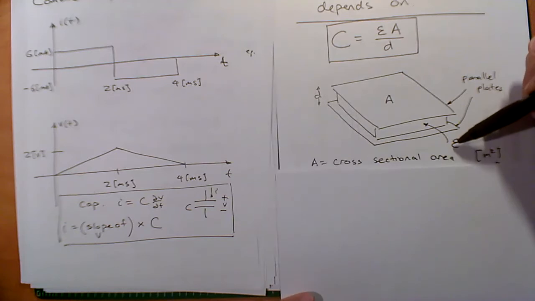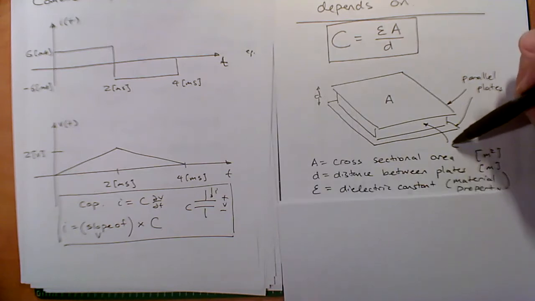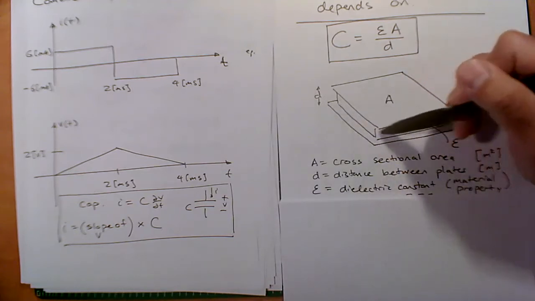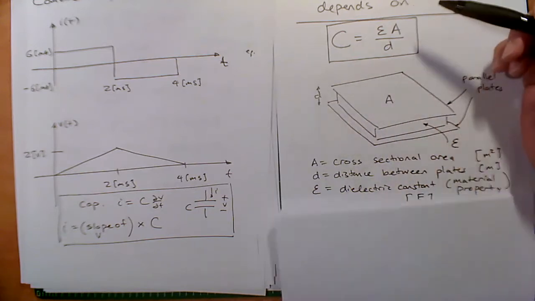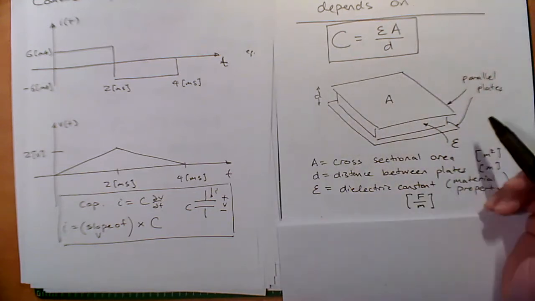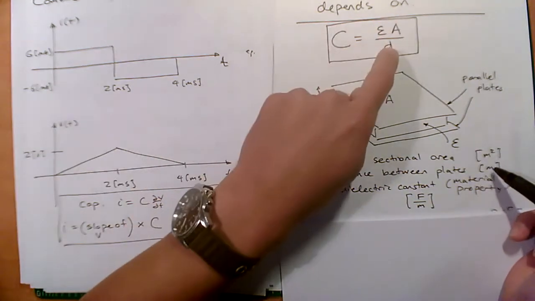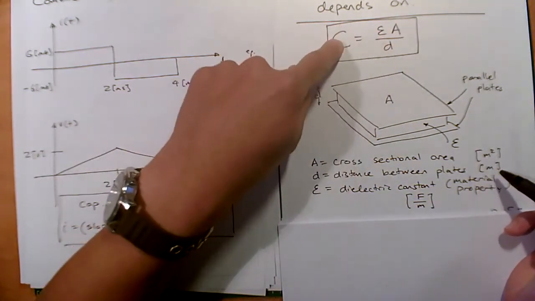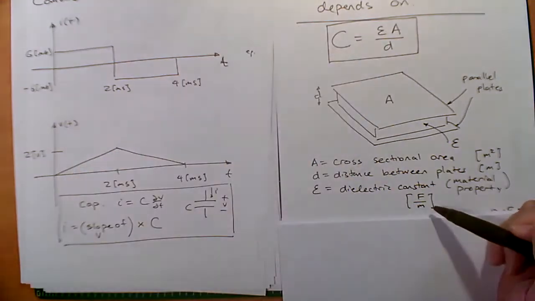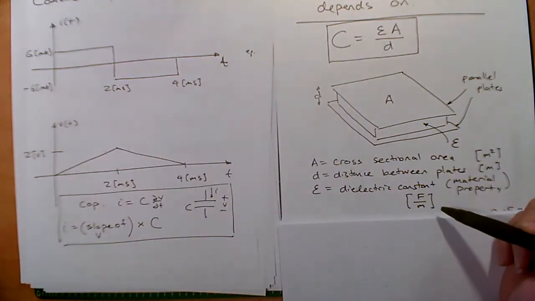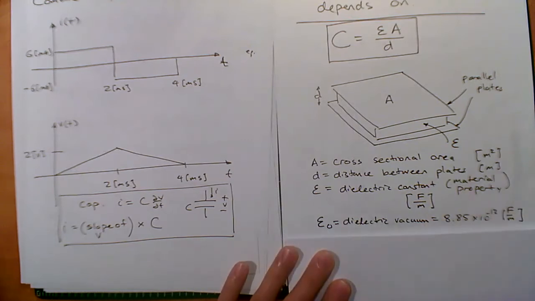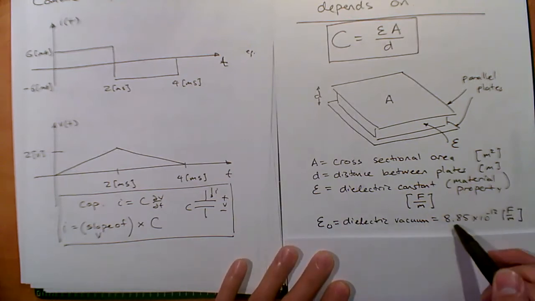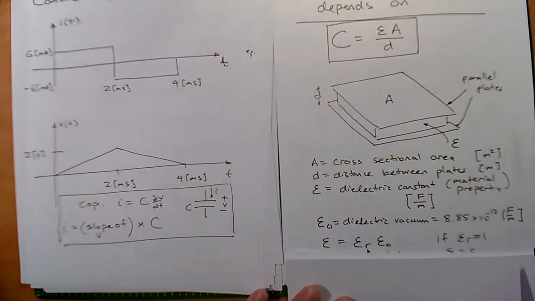This epsilon here is what we call the dielectric constant, and this is the material property of the insulator. And D is the distance between the 2 plates, okay? Now, the units of A are meters squared, the units of D are meters, and the units of C are farads. Therefore, the dielectric constant has to be farads per meter, right? And the dielectric constant of just a vacuum is this very small number, 8.85 times 10 to the minus 12 farads per meter.